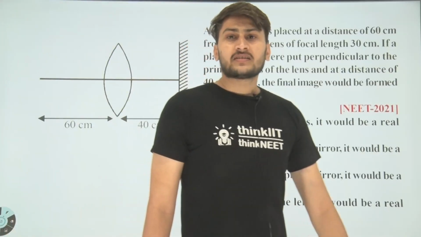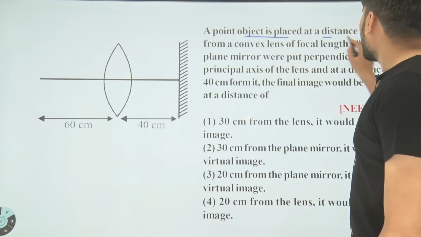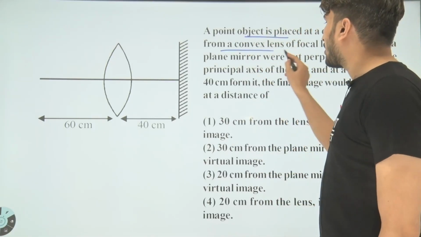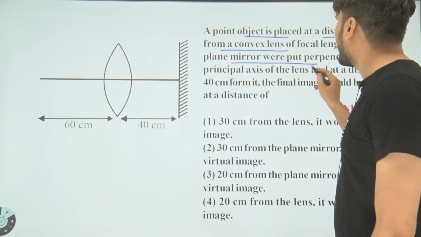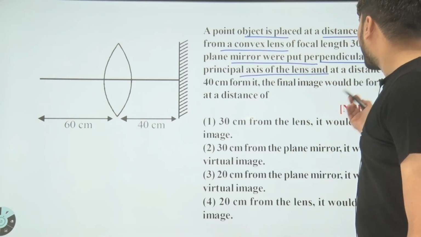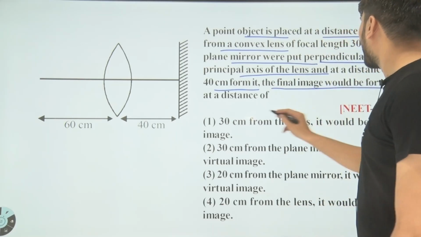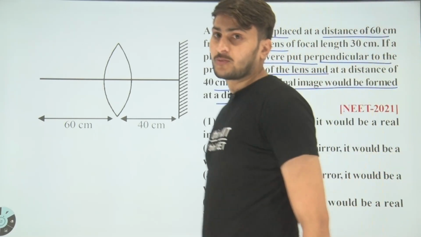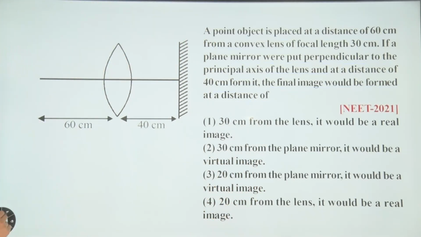Hello students, the question is asking: a point object is placed at a distance of 60 centimeter from a convex lens of focal length 30 centimeter. If a plane mirror were put perpendicular to the principal axis of the lens and at a distance of 40 centimeter from it, now the final image would be formed at a distance of... So basically students, here we have to find the final image.